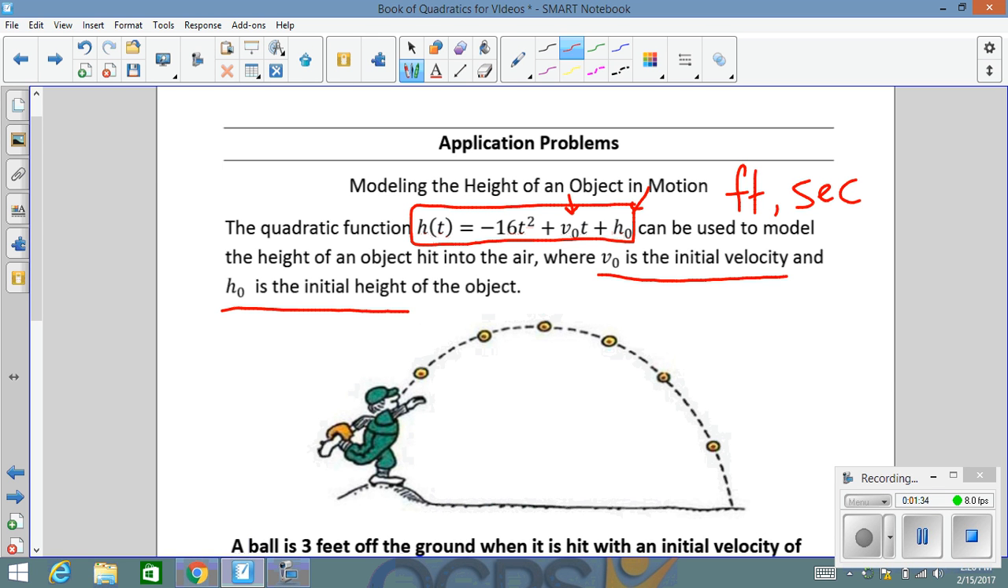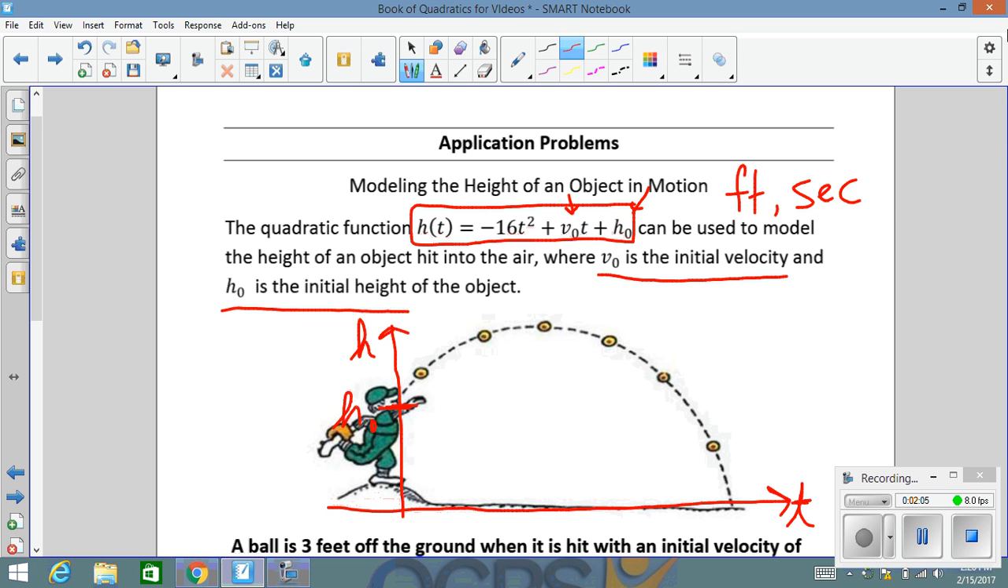So on this little cartoony picture, I'm going to draw in an axis so we can have a better understanding of what we're doing. Our x-axis is actually going to be t. That's our time, our independent variable. And our y-axis is going to be h. That's our height. Our initial height is where the ball was thrown from. So that's our h sub 0.